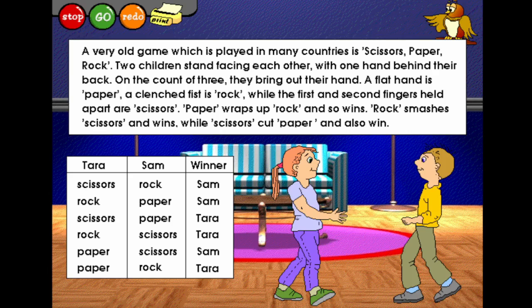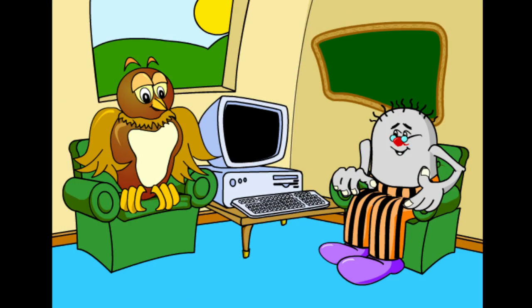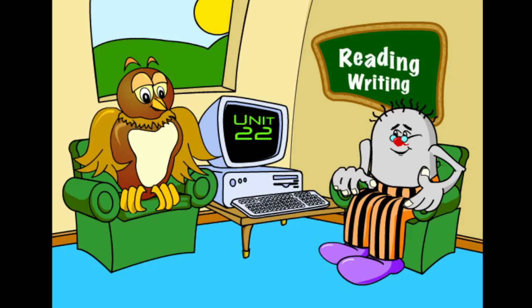You are very good at this. Click on Go to do some more, or you can click on Redo to do this lesson again. You may click on the printer icon to print a sample lesson. Great! There's no stopping you now. Unit 22, Reading, Writing.